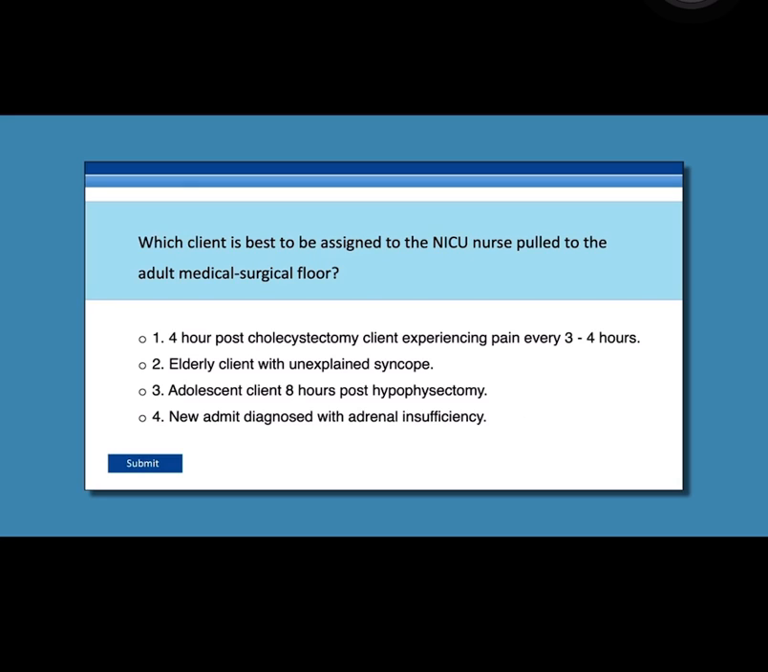That brings us to number 1. 4 hours post-cholecystectomy client experiencing pain every 3 to 4 hours. An RN from any unit can assess a client's incision and give pain meds. This is the correct answer because this client is uncomplicated. See, this is an example of how they will put you in a bind. And this is stuff you can't just look up in a book. You have to use critical thinking and apply the knowledge you have in your head about each of the client's conditions.